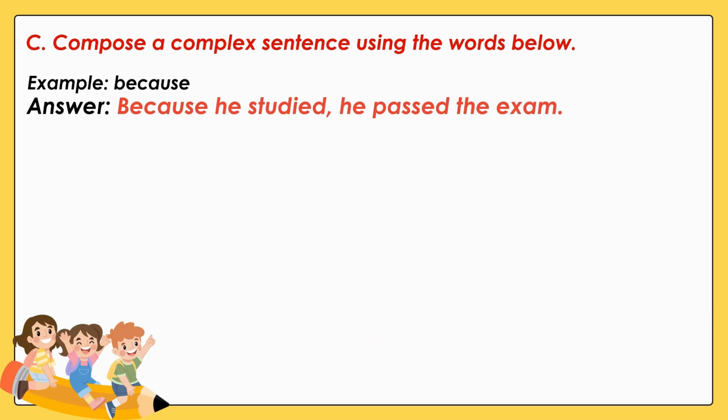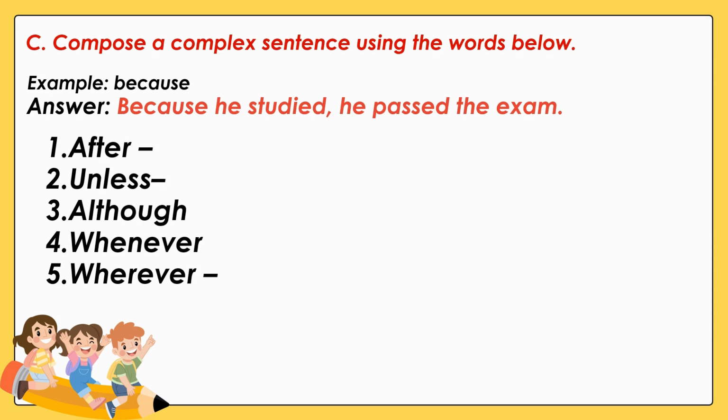Activity letter C. Compose a complex sentence using the words below. Example: because. The answer: because he studied, he passed the exam. Here are the words. Number 1, after. Number 2, unless. Number 3, although. Number 4, whenever. And number 5, wherever.